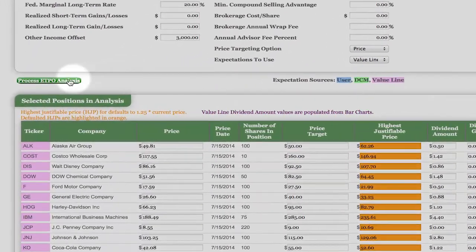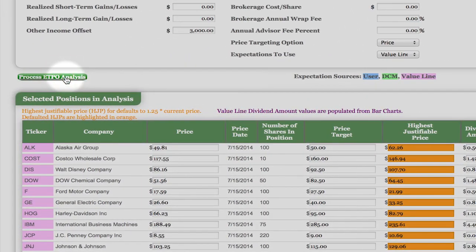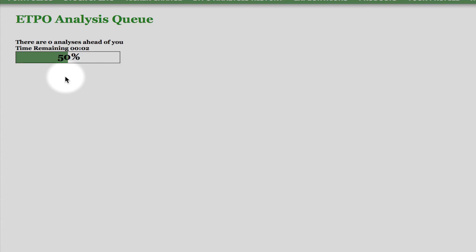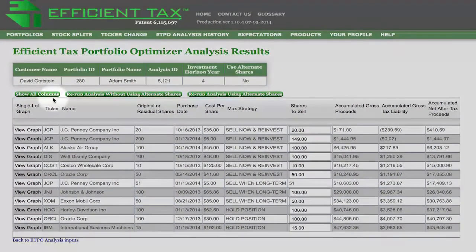Now we'll click the Process ETPO Analysis button and we'll wait briefly for the analysis to be completed, keeping you up to date on the progress of your analysis being processed among other customers' analysis requests being processed in queue. This is all done while encrypted in the cloud. Here we are at the initial results set.